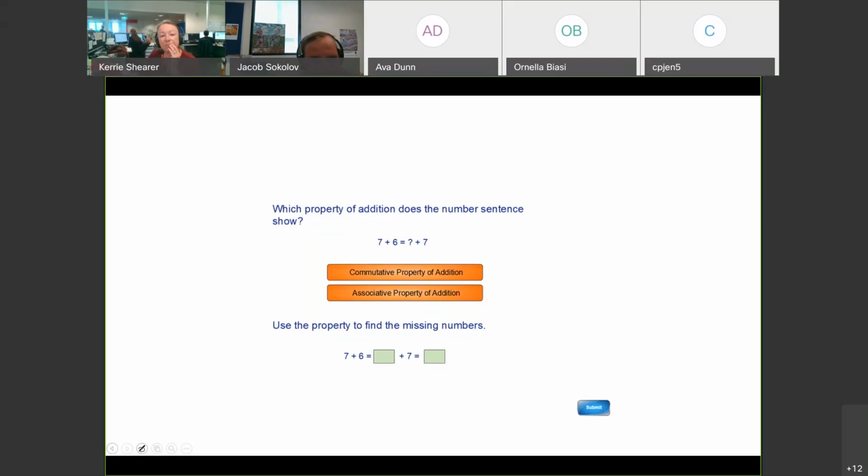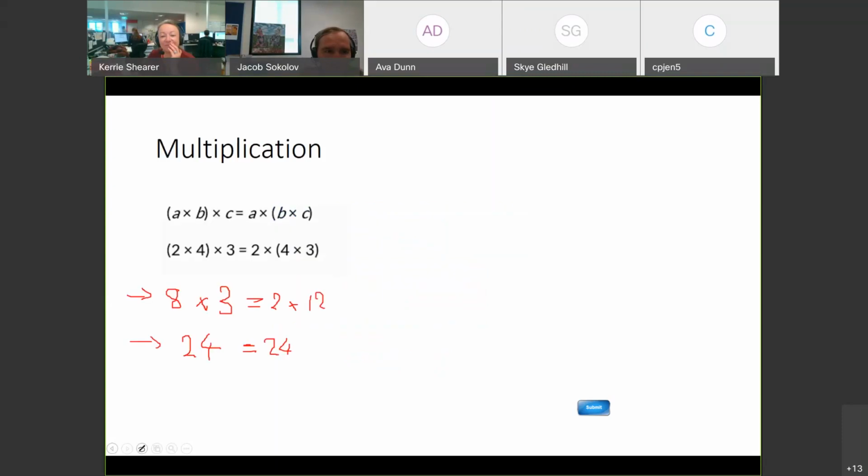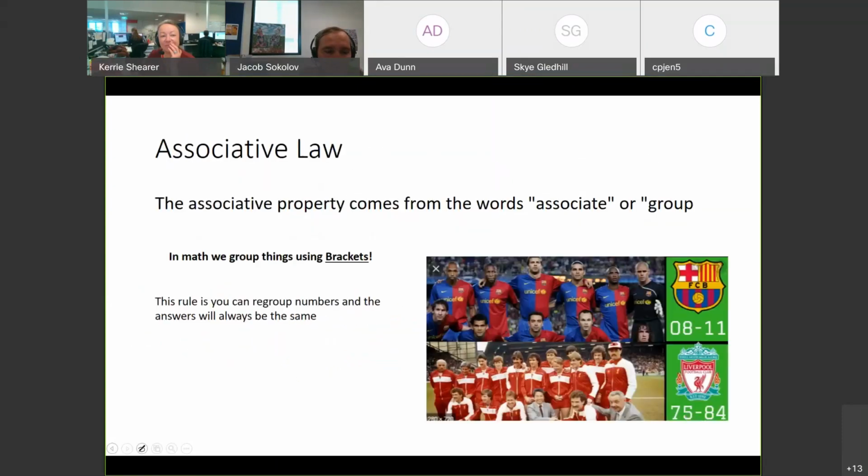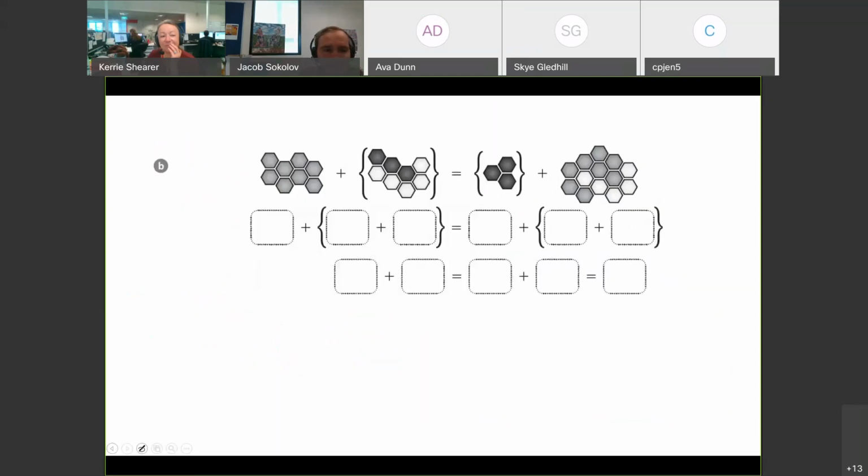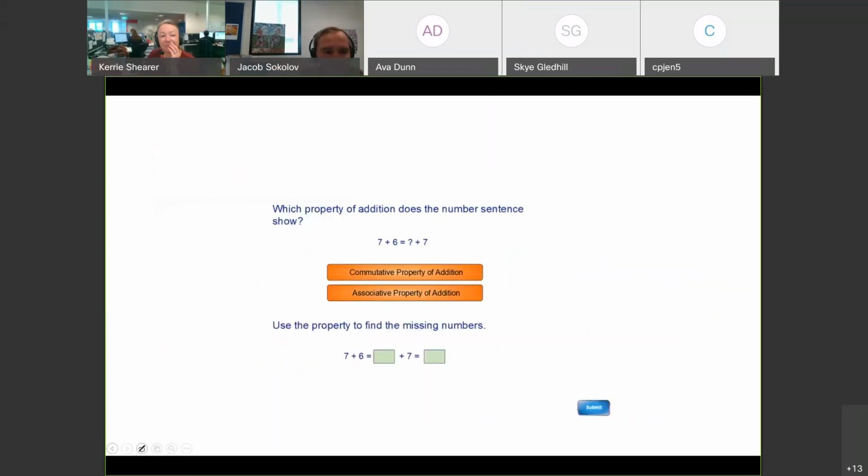Which property of addition does the number sentence show? The commutative or the associative, guys? So which one had the brackets? Was it the associative one or the commutative one? I will double check. The associative one had brackets, the commutative one didn't. So it will be commutative because there's no brackets. That's okay.